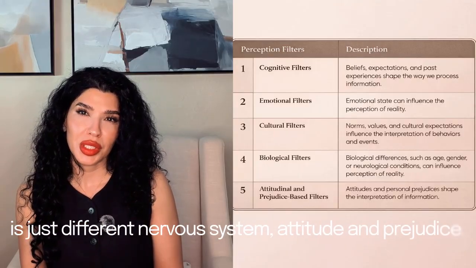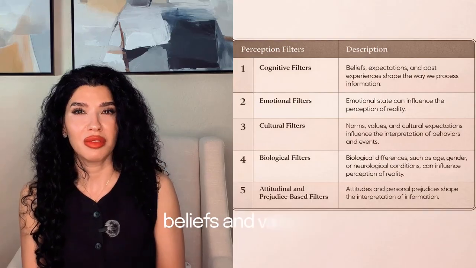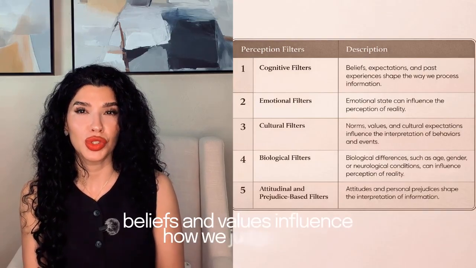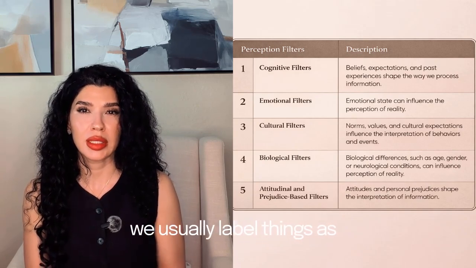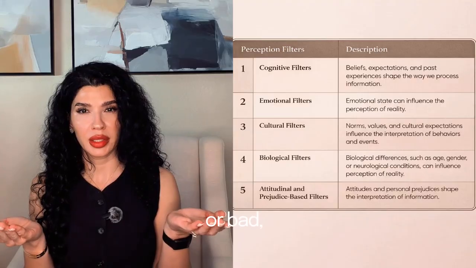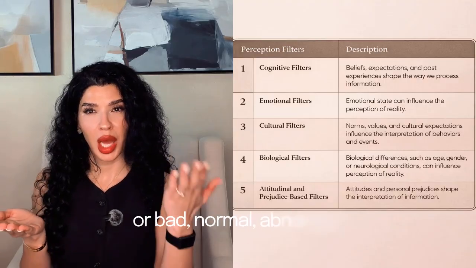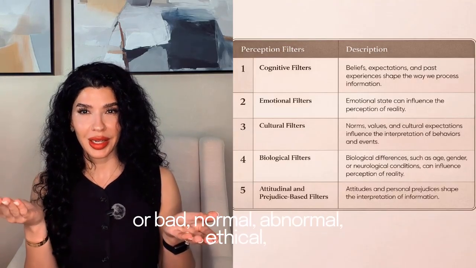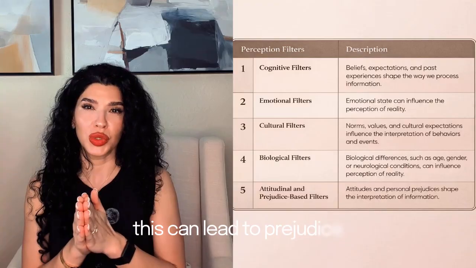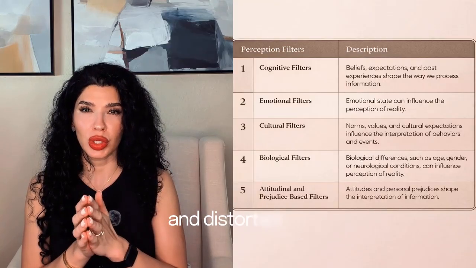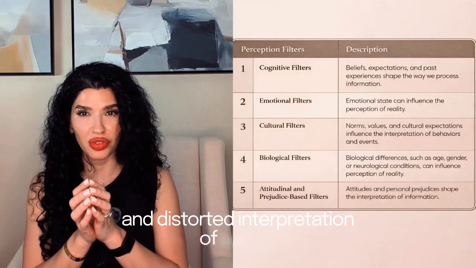Attitude and prejudice. Beliefs and values influence how we judge situations. We usually label things as good or bad, normal, abnormal, ethical, unethical. This can lead to prejudice and distorted interpretation of behavior.